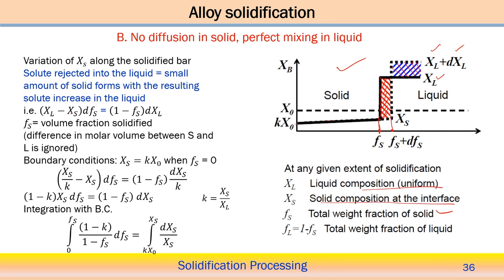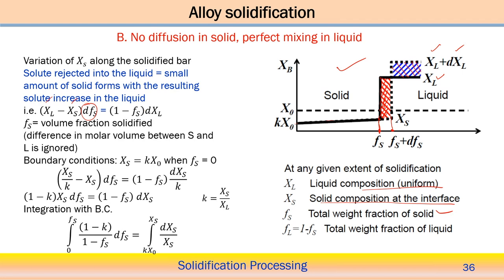So the solid composition at the interface minus xl, and this difference is equal to dfs. So fs goes to fs plus dfs; the solid fraction actually increases by dfs. So dfs multiplied by the difference between the liquid composition and the solid composition, xl minus xs, is equal to, basically we are calculating this area, the red zone, and in another way calculating another area.